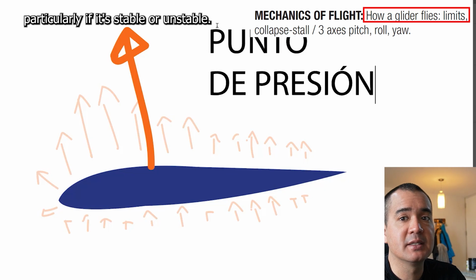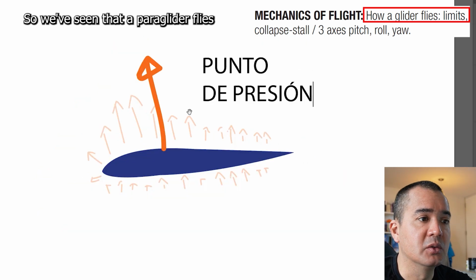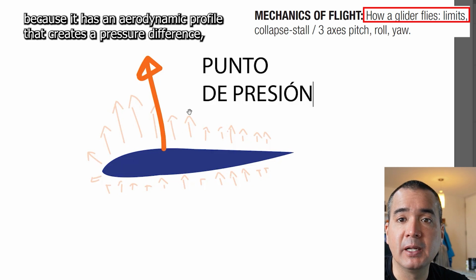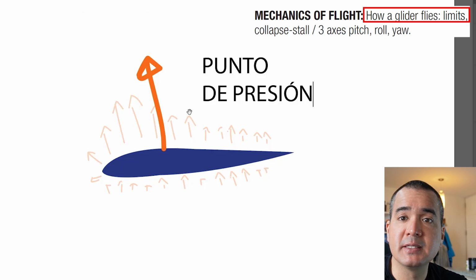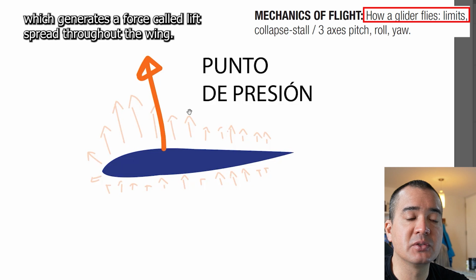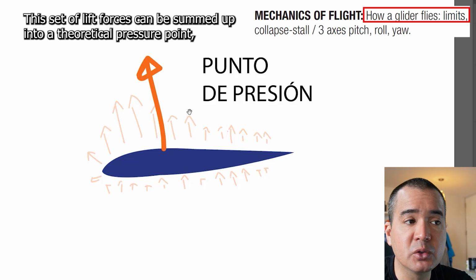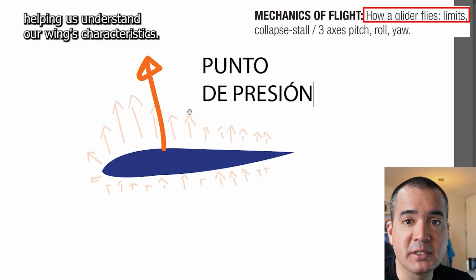it's stable or unstable. So, we've seen that a paraglider flies because it has an aerodynamic profile that creates a pressure difference, which generates a force called lift spread throughout the wing. This set of lift forces can be summed up into a theoretical pressure point, helping us understand our wing's characteristics.